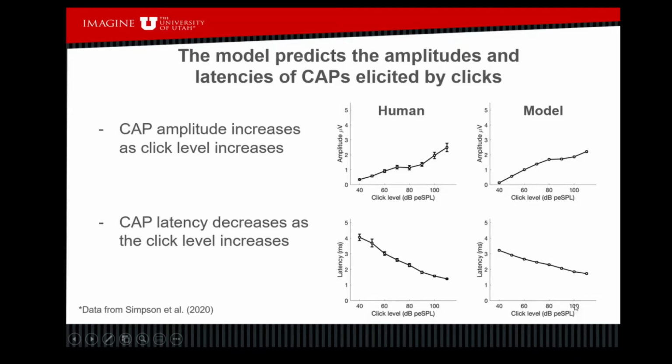However, the predicted latency changes at a slower rate as a function of the intensity compared to the human data. So the overall change in latency in the human data is greater than the predicted ones.